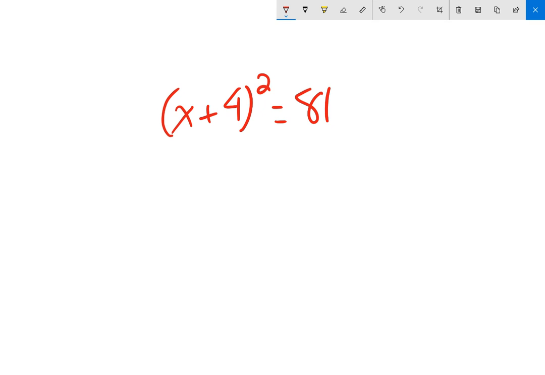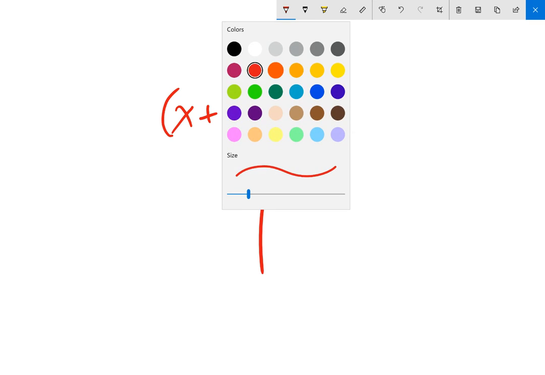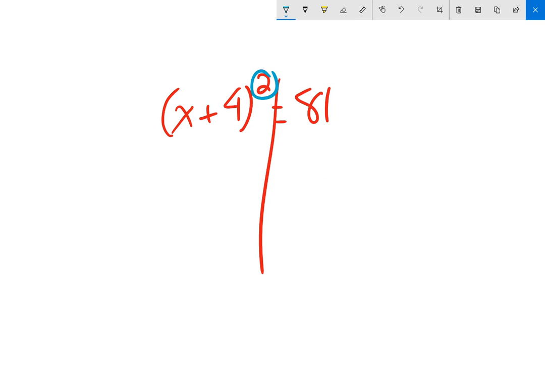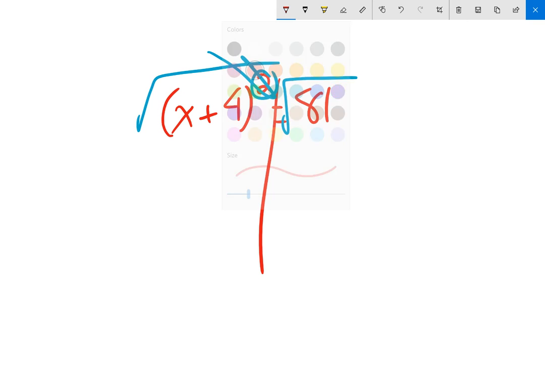So to solve this, I'm just going to try and cancel things out, right? So the first thing I'm going to try and cancel out is this squared. So the opposite of squaring something would be to square root it. So I'm going to square root both sides so that I can cancel that out. So that'll leave me with x plus 4 on the left. I've canceled out the squared part, so it's not there anymore. And on the right, I have square root of 81, which is 9.